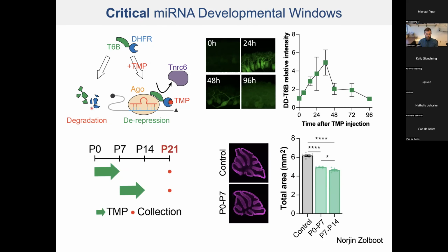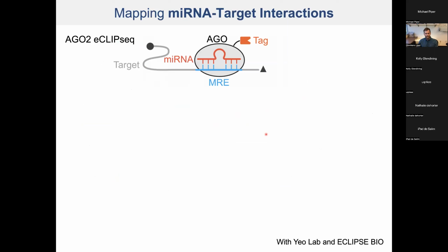Now, with this tool that we call TCSP, we can really start to address the where and when microRNAs are important. But once we know the microRNA is important for a certain cell type at a specific developmental stage, what we still need to figure out is what the mechanisms are. And to begin to get a mechanism, the first thing that we need to do is map miRNA-target interactions.